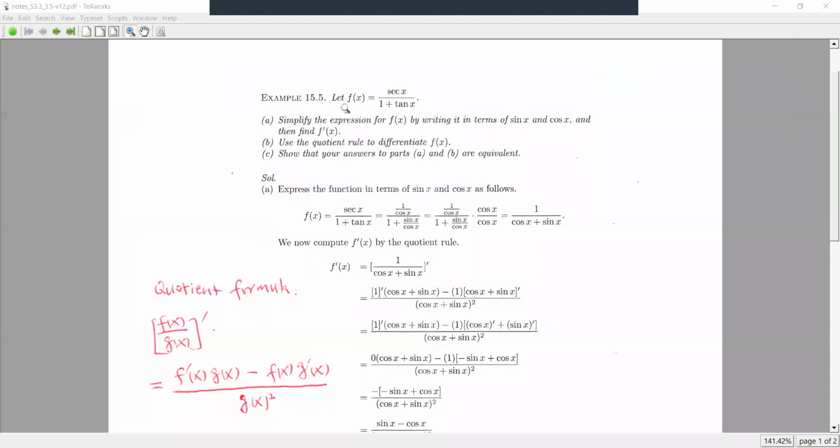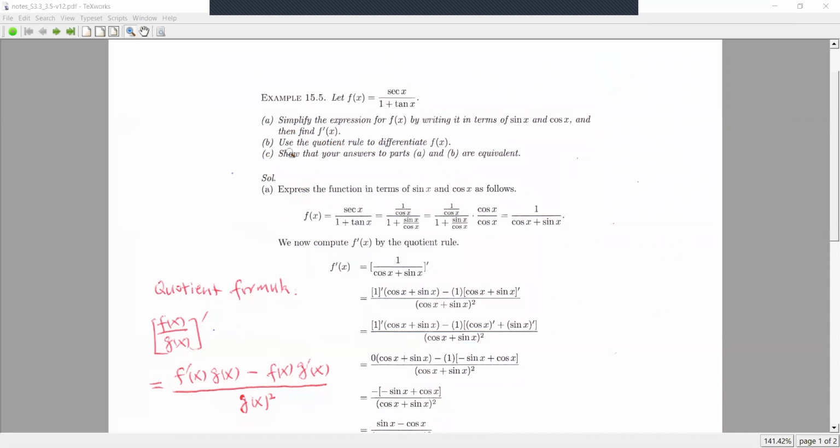Example 5. Let f be this function. Part A, simplify the expression for function f by writing it in terms of sine and cosine. Then, compute the derivative. Recall that all the trigonometric functions can be expressed in terms of sine and cosine.